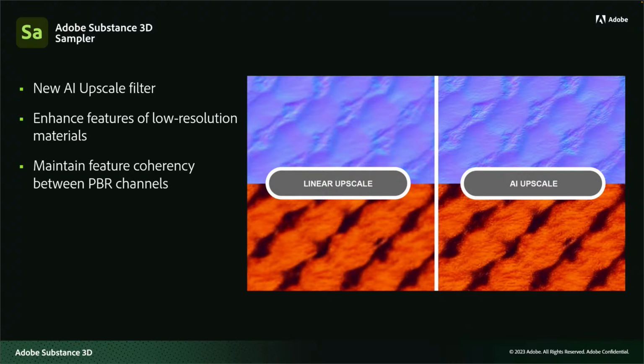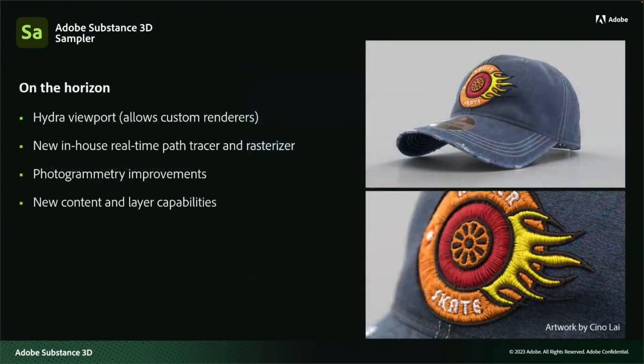Of course, we're always working on new features for Sampler. On the horizon, we have Hydra Viewport, being able to leverage USD and Hydra, and to integrate our own path tracer and rasterizer that you can already use in Stager today. We're improving it, making it faster, and we'll be bringing it to Sampler in the near future. We're also working on improvements to the photogrammetry pipeline, as well as new content and new layer capabilities.